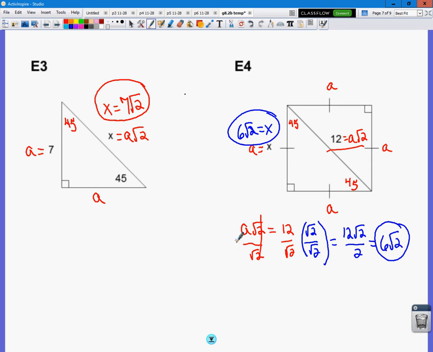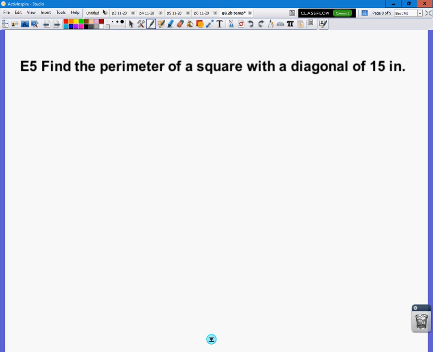Questions on example 3 or 4? Okay. I have one more for you.